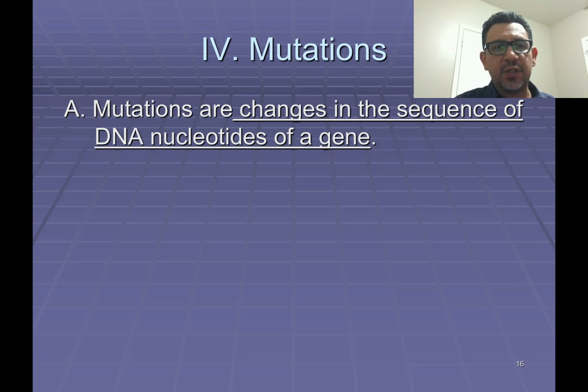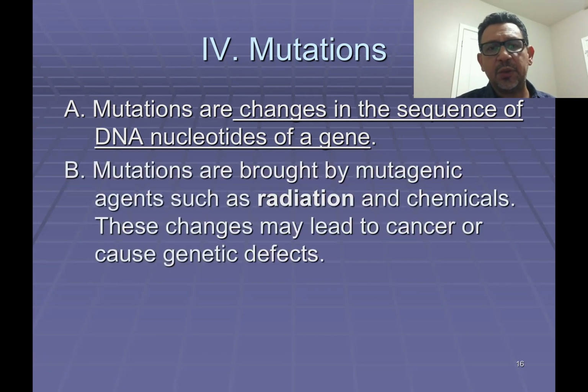We don't call mutations changes in chromosome structure, and we don't call a mutation if a change happens during the transcription of DNA to messenger RNA. If the messenger RNA is changed in any way, that would not be characterized as a mutation. Mutation is more of a permanent nature if the change in the sequence of bases doesn't get fixed right away.